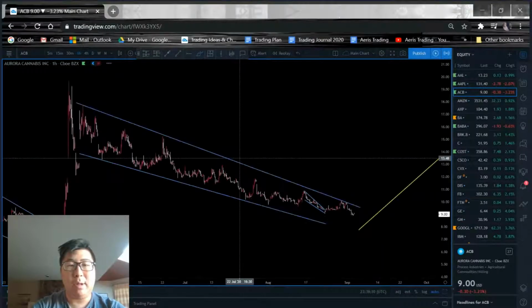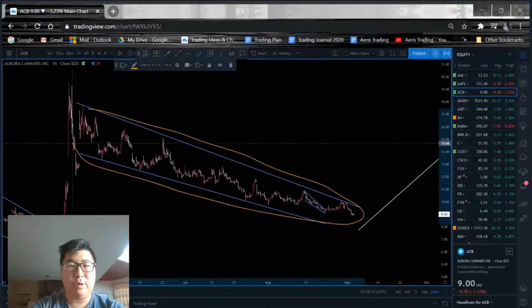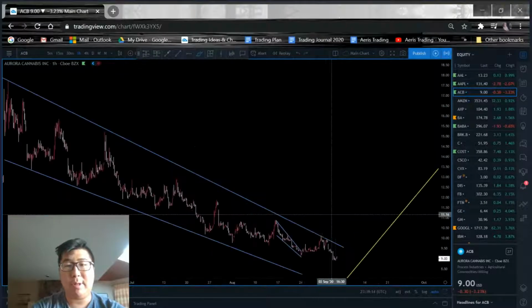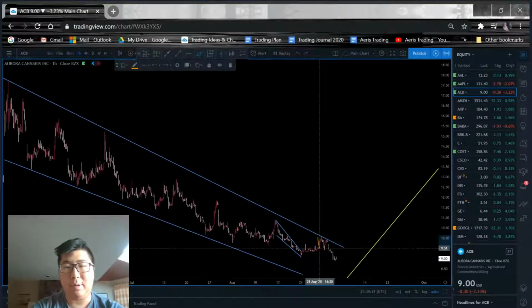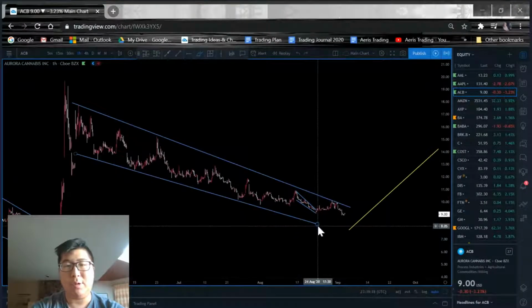Aurora, still in this overall channel structure, still didn't see a breakout. Had a breakout here, no continuation. So happy to still wait for this one to develop.